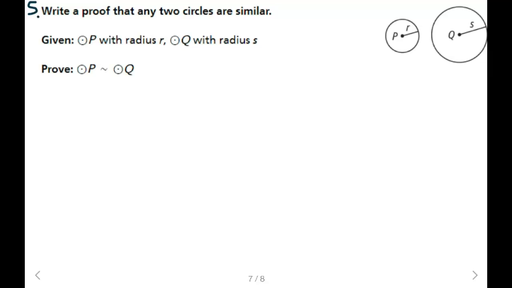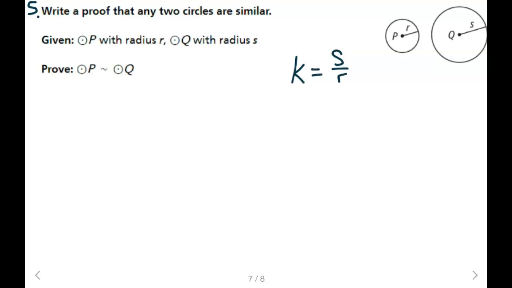All right, here it says write a proof that any two circles are similar. Now I'm not going to actually write the proof, I'm just going to kind of talk through it. If we translate this circle to this one so that the center matches up, then we'd have two concentric circles, circles with the same center, or a center at the same point. And then we could just simply multiply this one by S over R. So our scale factor, we often use K for that, would be S over R. And once we do that, then this one will map to this one.